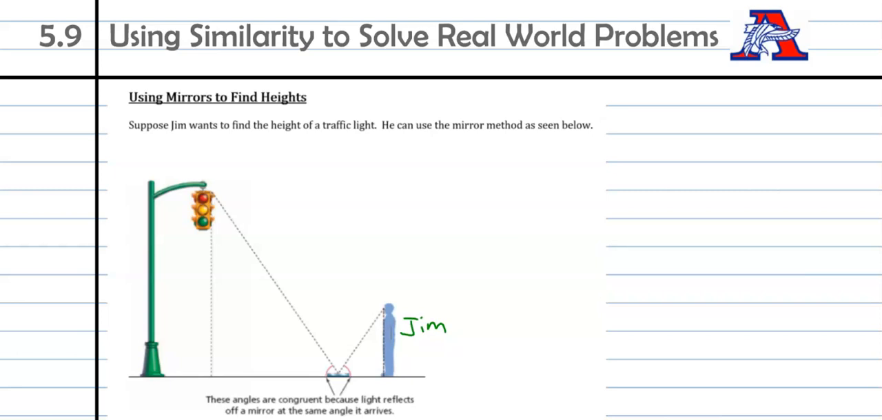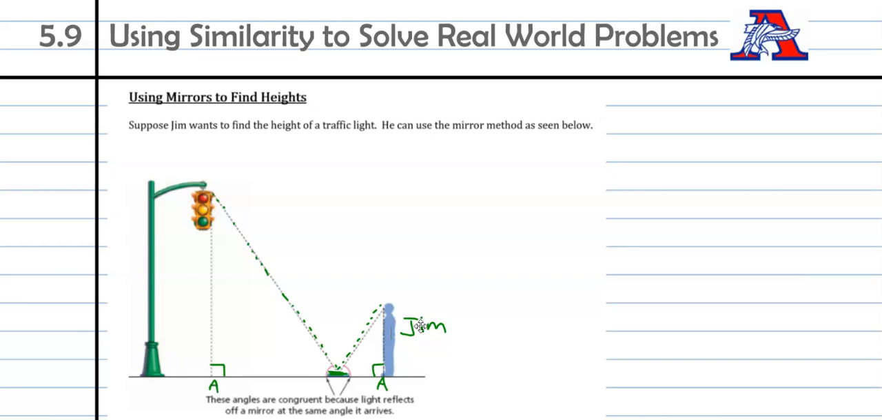So what you can do, and like I said, this works in real life, is you can put a mirror on the ground. And you can line the mirror up so that when you look into the mirror, you can actually see the top of the traffic light or whatever you want to measure in the mirror. So Jim's looking down so that he can see the traffic light in the mirror. Now, the reason why this works is because we have a right angle here. So the traffic light and the ground create a right angle, and then Jim and the ground create a right angle. So we have angle and angle congruent.